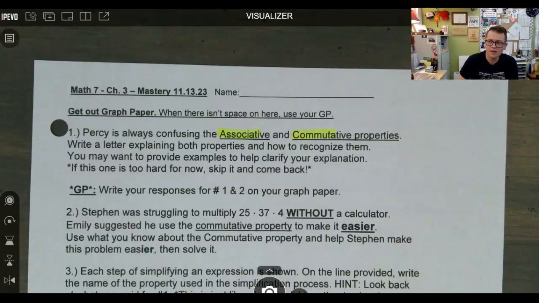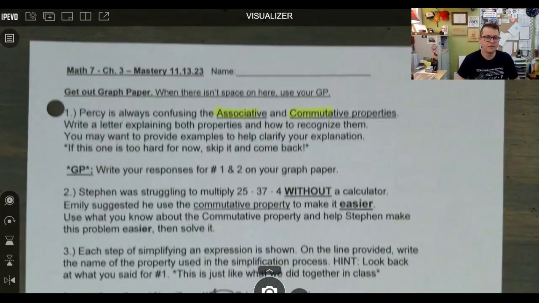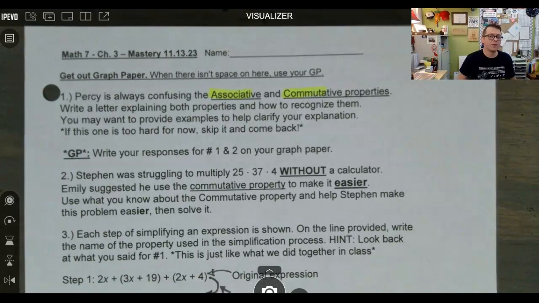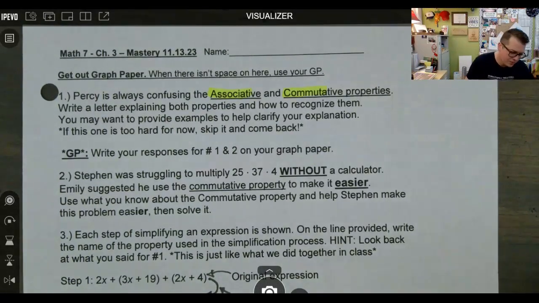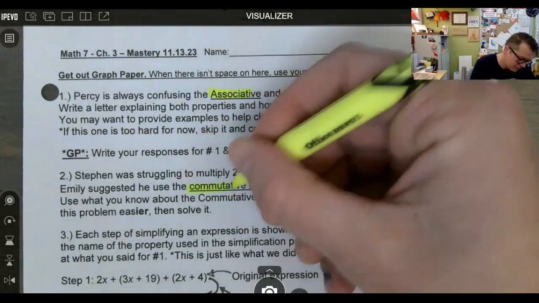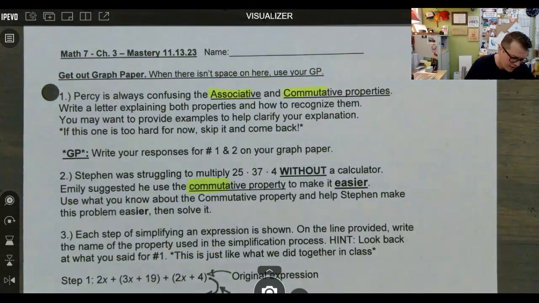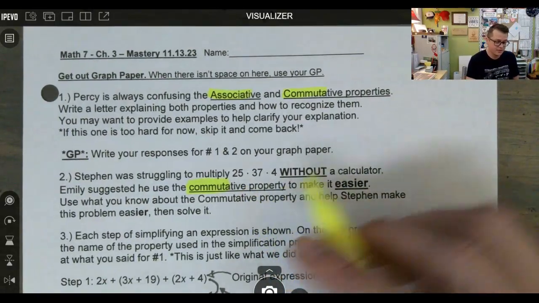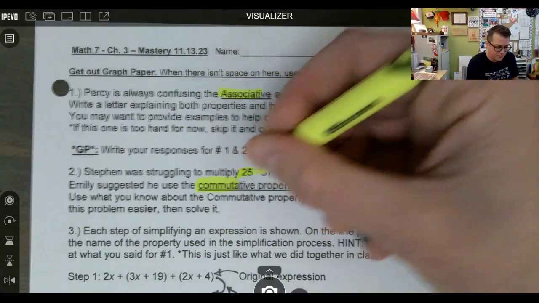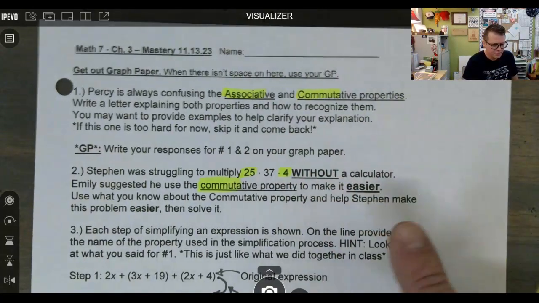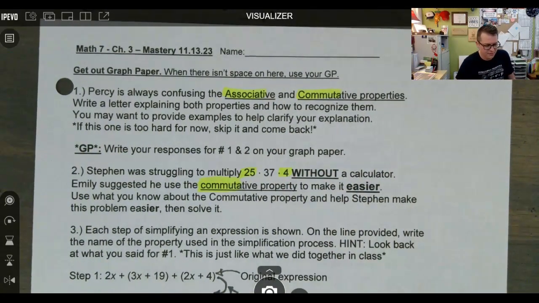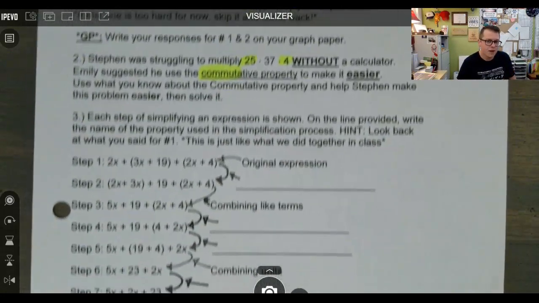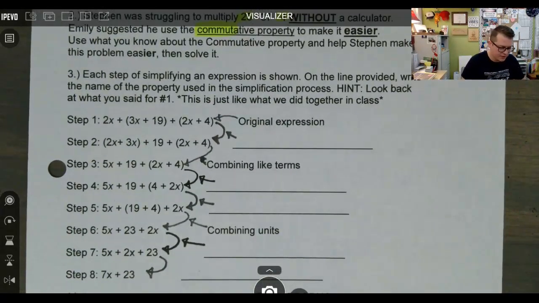So then as we head into question 2, Stephen wants to make this problem easier and do it without a calculator. Emily suggested the commutative property. Based off what we saw on the last slide, I think we can figure it out. I do not want to multiply 25 by 37. That's terrible. But 25 times 4 feels like it would be better. So if I could just get that 4 to be with the 25. All right, moving on, though, because I said I'm not going in depth to these things.